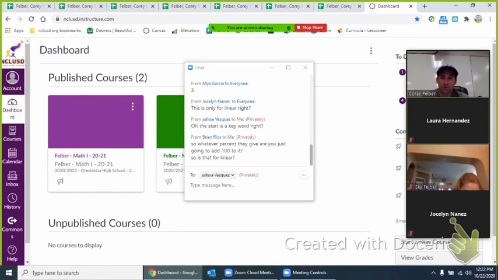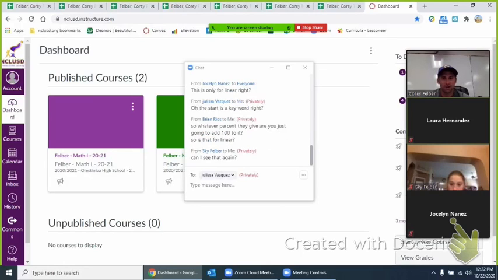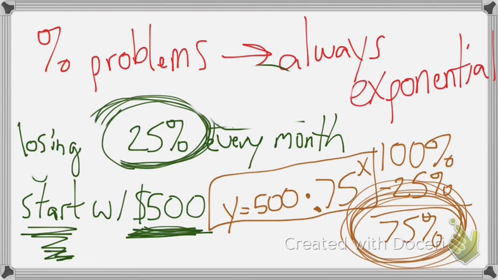Yes, this is actually for exponential. Every time it's a percentage problem, it's always going to be exponential. So if you're gaining the percent, whatever percent they give you, you're adding it to 100. And whatever percent they take away from you, you're taking that away from 100.